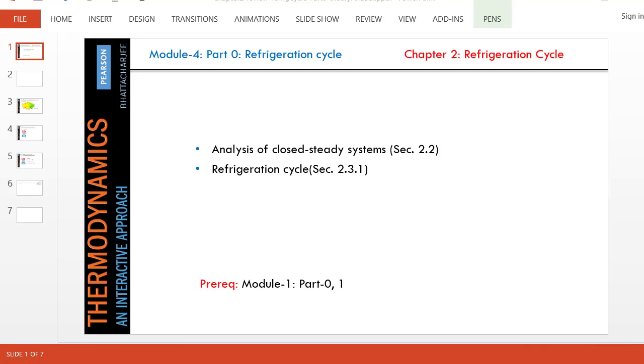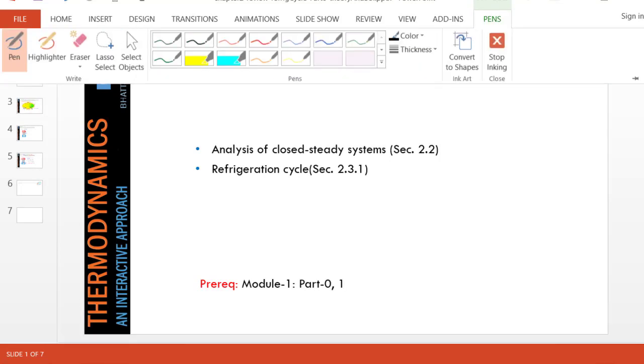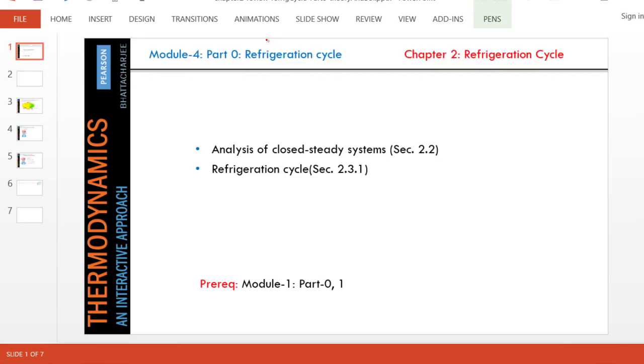Welcome to Module 4, Part 0 of Refrigeration Cycle. In this module, we are going to review the refrigeration cycle as a closed steady system. The prerequisite for this module is Module 1, Parts 0 and 1, which was covered a long time ago. So in this module, we are just going to go over what a closed steady system is, just to remind you, and how we can build a refrigeration cycle without going into any details.